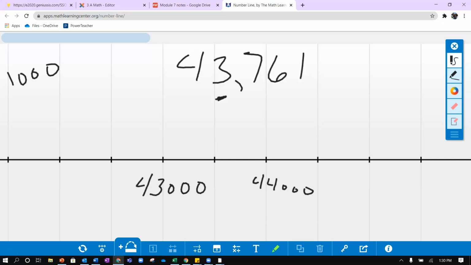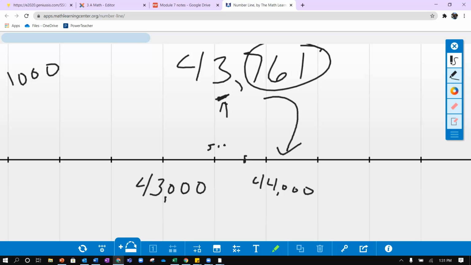So we've identified our place value, that's our thousands place. And we're trying to figure out where the 761 would go in between these numbers. Well, if this is halfway and this is 500, then 761 might be someplace in there. And using this number line, you can see that 43,761 is closer to 44,000.